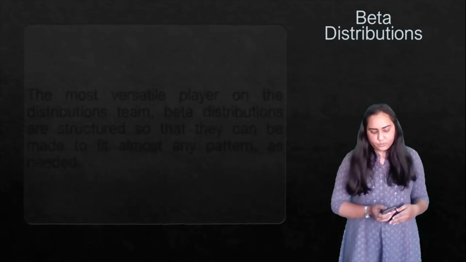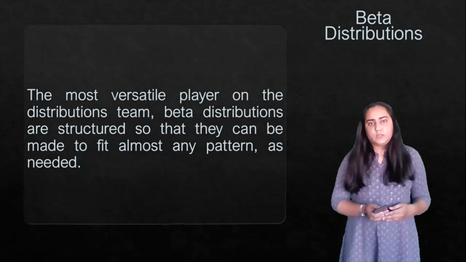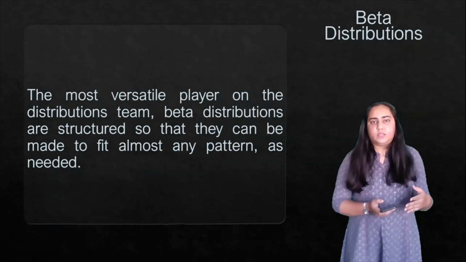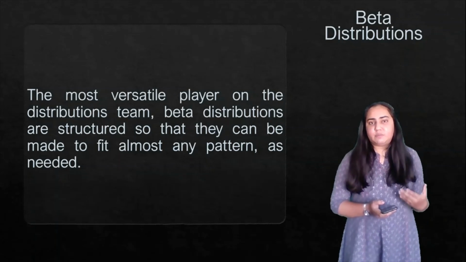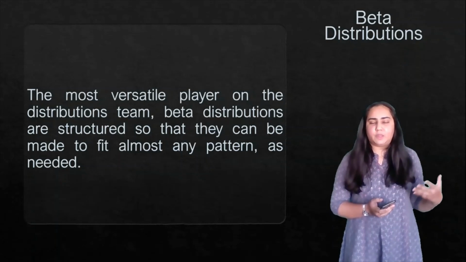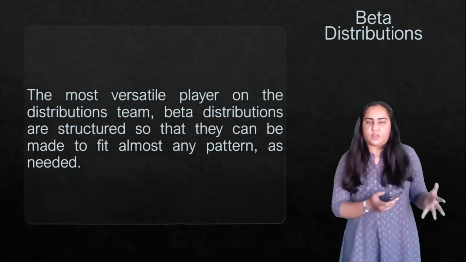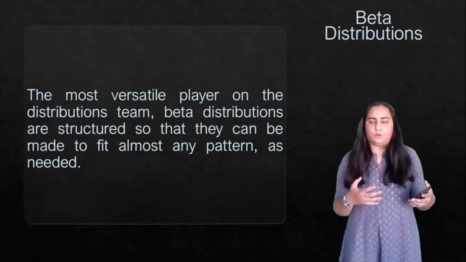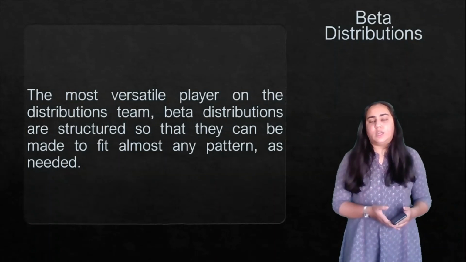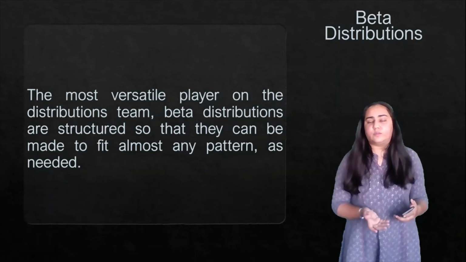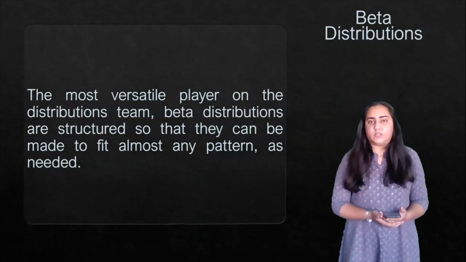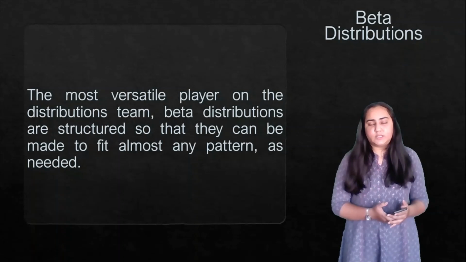And finally, we've got beta distributions. This is the most versatile player on the distributions team. They are structured so that they can be made to fit almost any pattern as needed. Beta distributions are even more liberal than gamma distributions, because there is no pattern at all here, and they can fit into any pattern that you want them to fit into. So these are all the distributions that are there when you study probability.